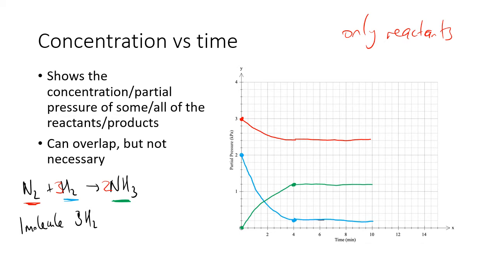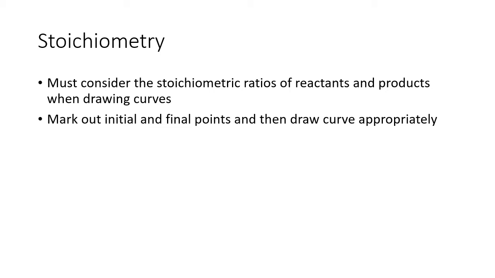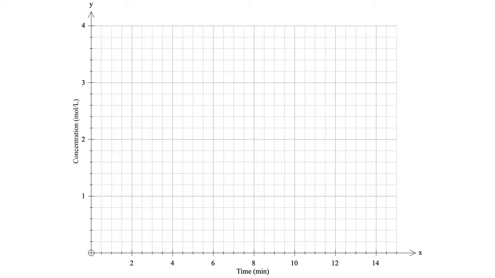Okay, that's one example. So this is what we're talking about with stoichiometry. You must consider the stoichiometric ratios, which are the coefficients of reactants and products, when drawing out the curves. Just mark out the initial and the final points. Remember, this is where equilibrium is, and then you just draw the curve as best as you can. Okay, so let's have a look at the next one.